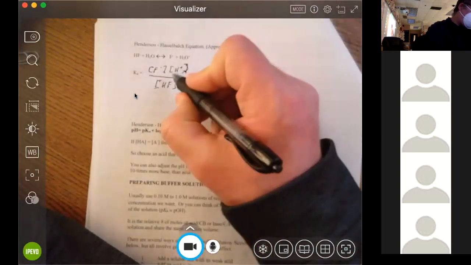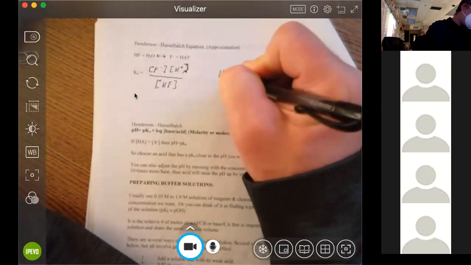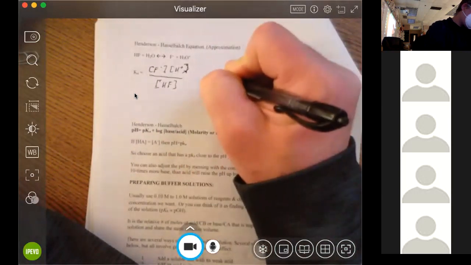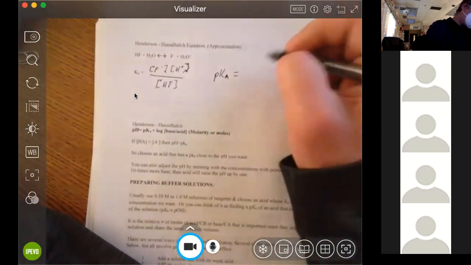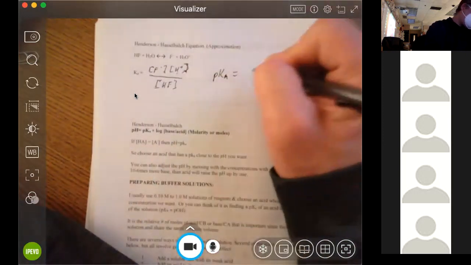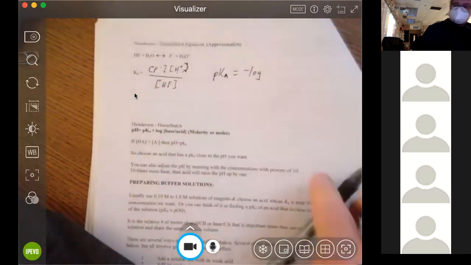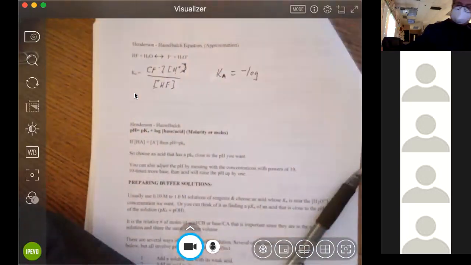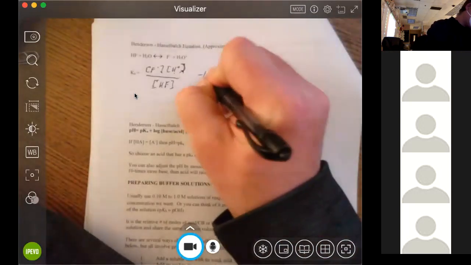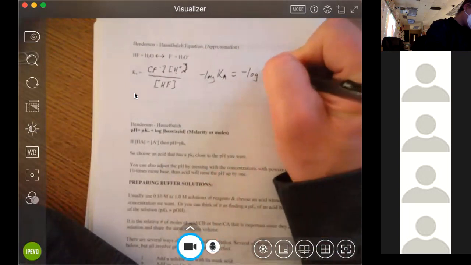So the first thing we were doing was taking the Ka and making it the pKa by taking the negative log of it. And we set that equal to the pH by taking, actually, let's do this, the negative log. Let's go ahead and do it all the way, and make sure that we don't fall for the same mistake we did last time. The negative log of the Ka equals the negative log of the hydrogen ion.